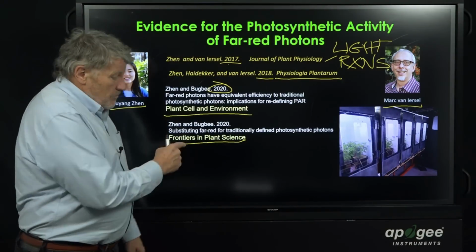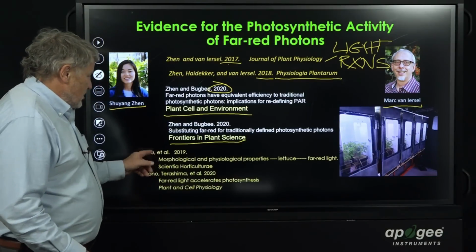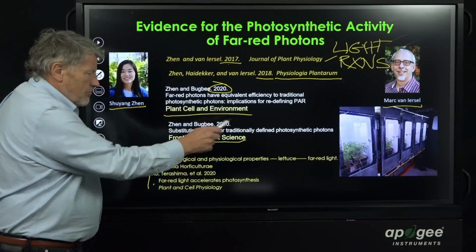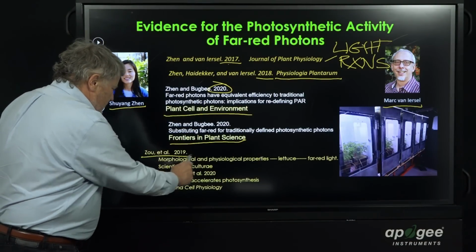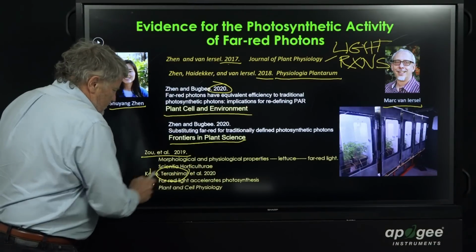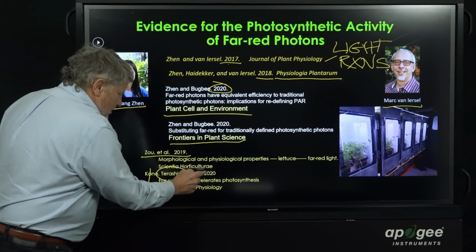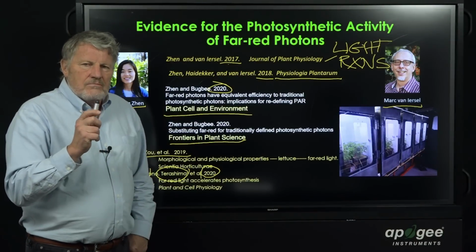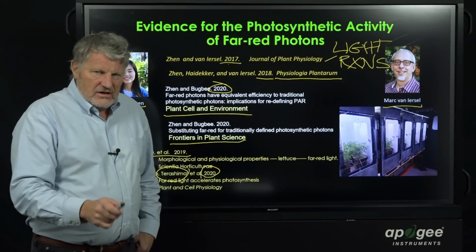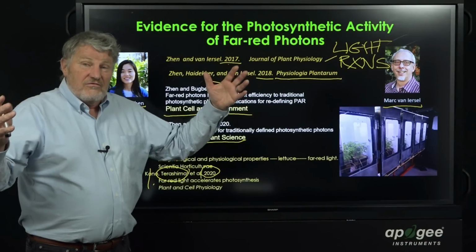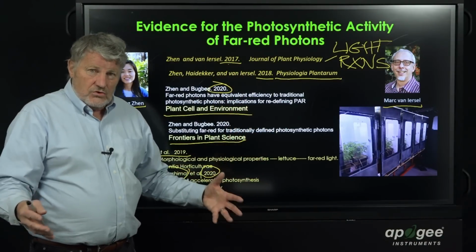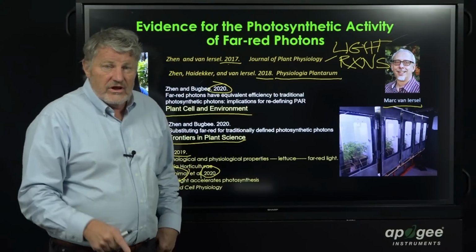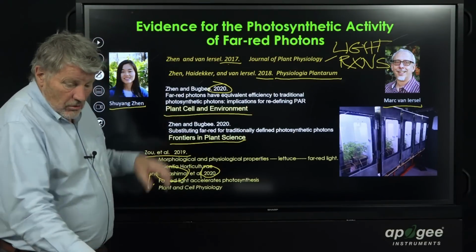It doesn't just stop with our papers, because 2 other research groups that study this have now reported on this. Zhao et al., 2019. Terashima is a well-known scientist. Plant and Cell Physiology, well-known journal. These are supporting papers. So the technical studies on this are providing that extraordinary proof that we need to change our understanding of far-red photons.